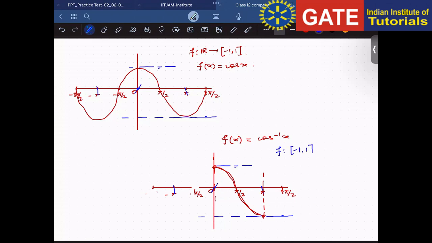-1 to 1 only. See, because it will become inverse. Ulta it will become. Till where? 0 to pi. Correct? Understood? Because here the function is from 0 to pi. So this is the inverse function. Clear? So we'll note down now on the table.